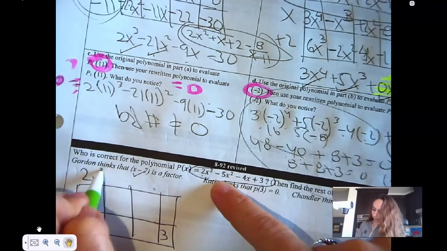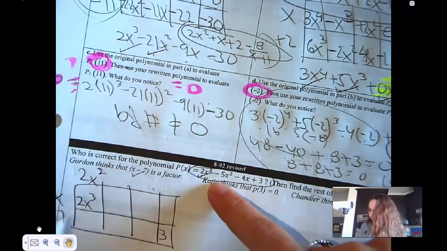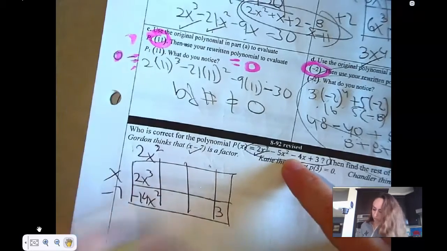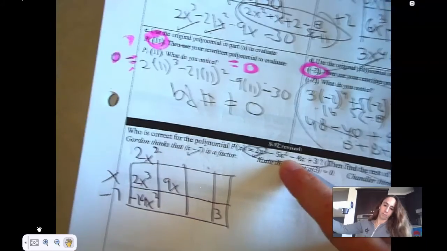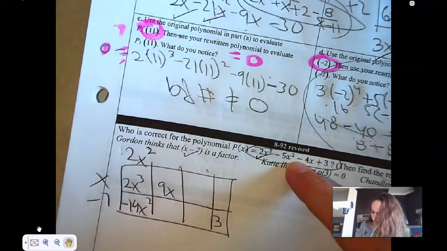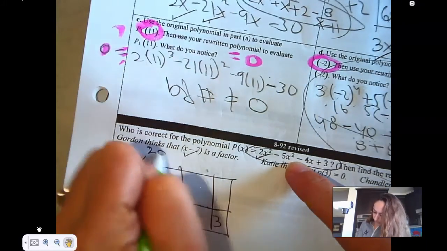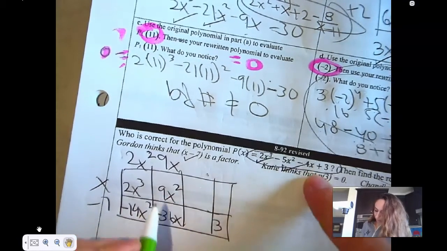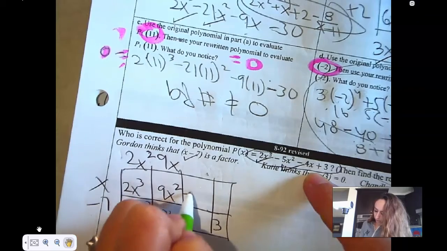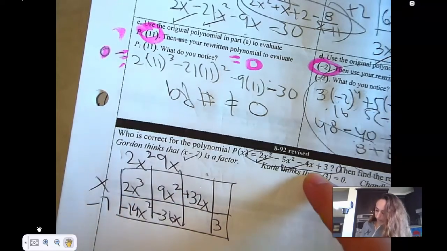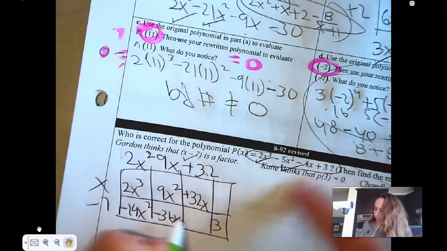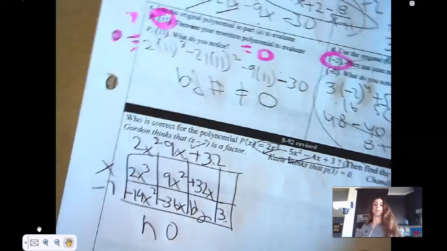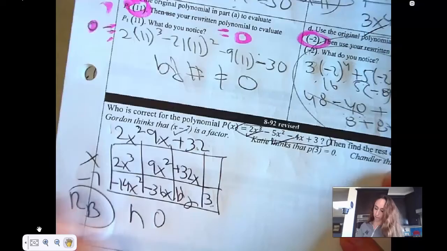So 2x squared. Oh, that 2x cubed is done. -14x squared, but that's -5x. Let me move that up a little bit. So that should be 9x. That would be 9x squared. So 9x, -36x. That would be positive 32x plus 32. Big number. Does it equal 3? No, that is not a factor. This is doing the reverse box method.